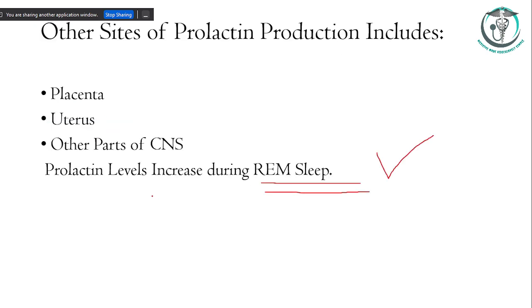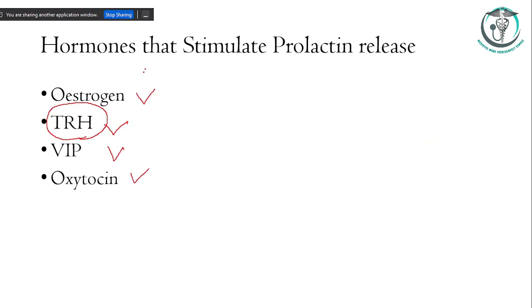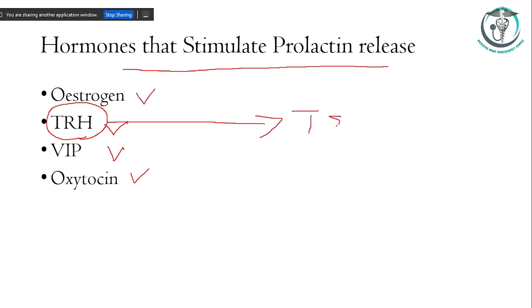Hyperprolactinemia. It goes back to this. Hormones that can stimulate the release of prolactin. One of them is the thyrotropin releasing hormone. Remember, thyrotropin releasing hormone ideally targets the TSH production. Then TSH will target T3, T4. Now, hypothyroidism meaning you have low T3, T4.